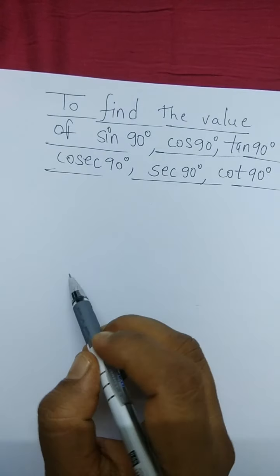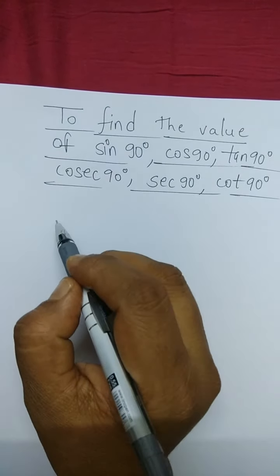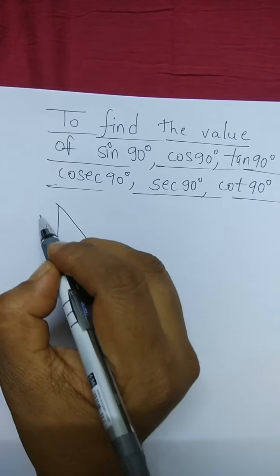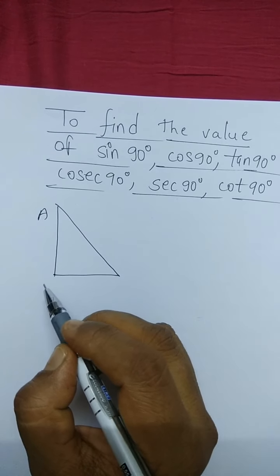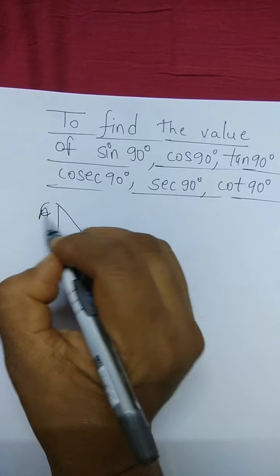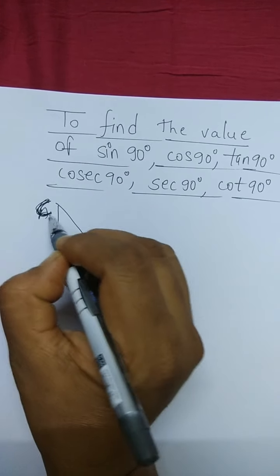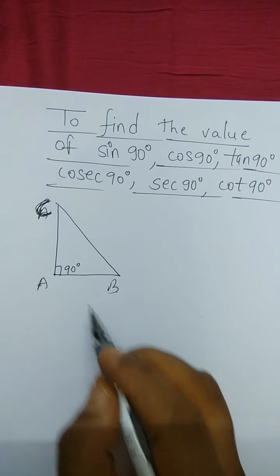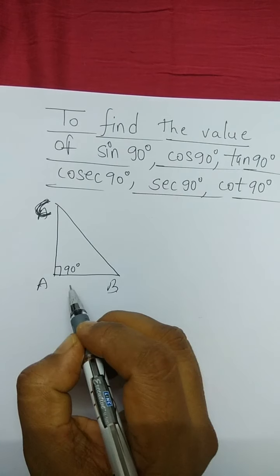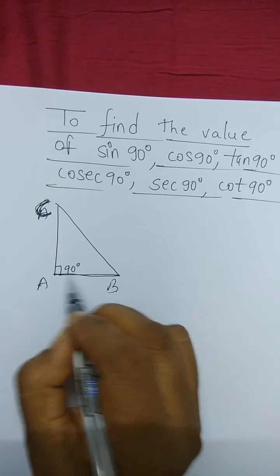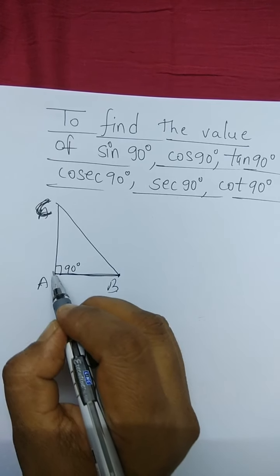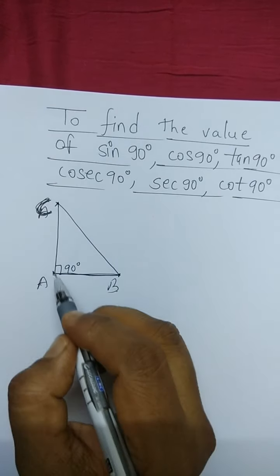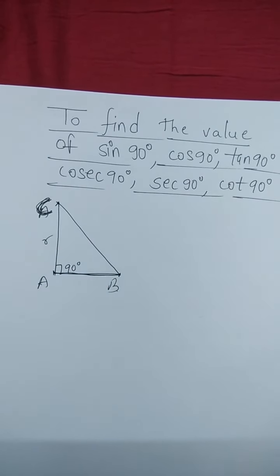For this, we need to draw a right angle triangle. Okay, let us draw a right angle triangle. Here is A, B, C. Okay, I will draw like this. A, B, C. This is 90-degree. Now, what we want, see here. Suppose this is AB, the adjacent, and this AC is R, suppose.